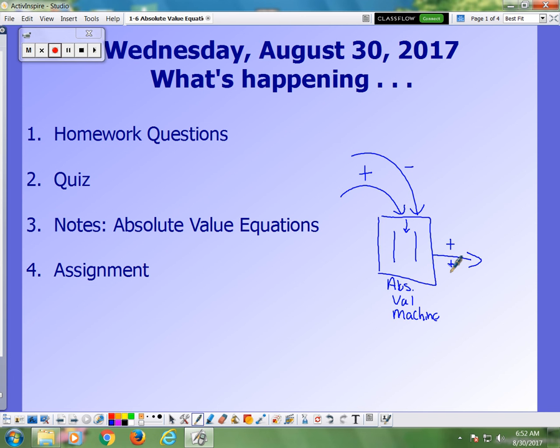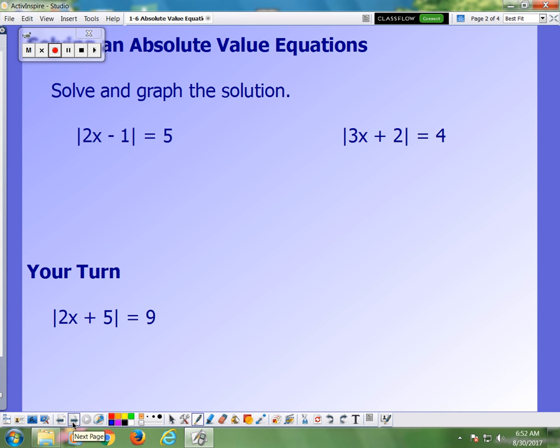Think of it as a washing machine. When you put clean clothes or dirty clothes into a washing machine, you still end up with clean clothes. No matter what happens, you will have clean clothes. So it's the same thing with the absolute value machine. Everything comes out positive. So today, with these problems, once again, 2 answers will come out of this. We will end up with 2.